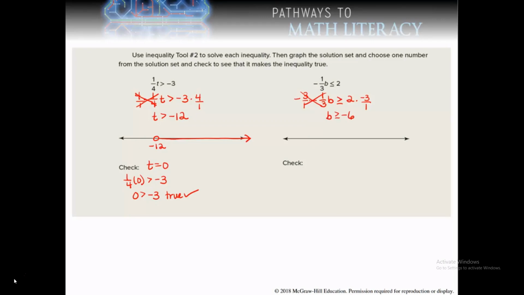To graph that on the number line, the equal option means that the negative 6 is included, so I'll fill the circle in, and then greater than means the arrow will point to the right. We can check that with anything we want. 0 works well again, so b equals 0 because that is greater than negative 6. I'll plug that in. Negative 1/3 times 0, is that less than or equal to 2? That gives me 0 less than or equal to 2, which is true.